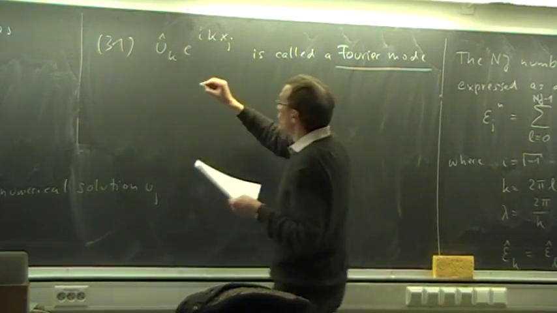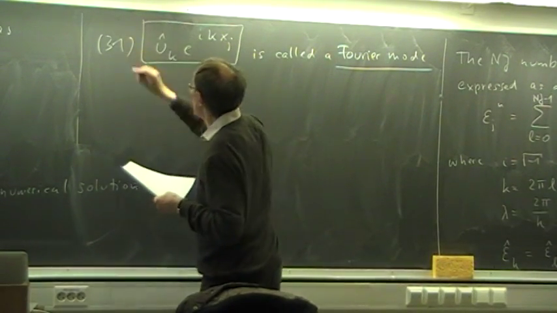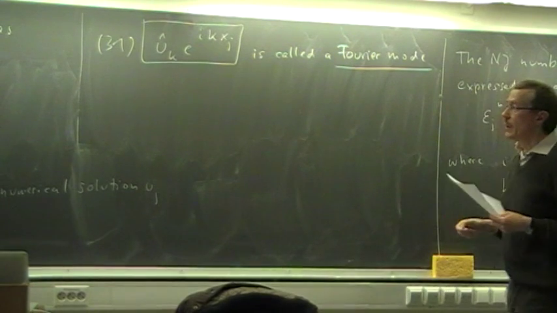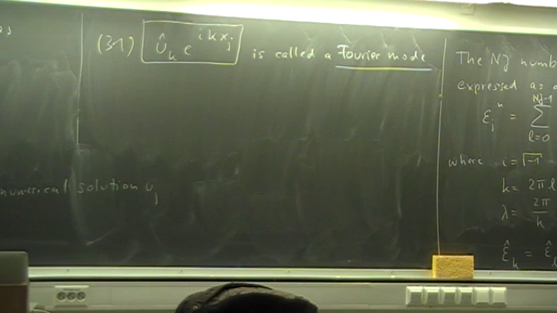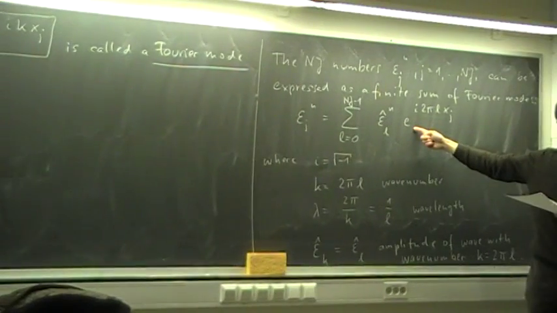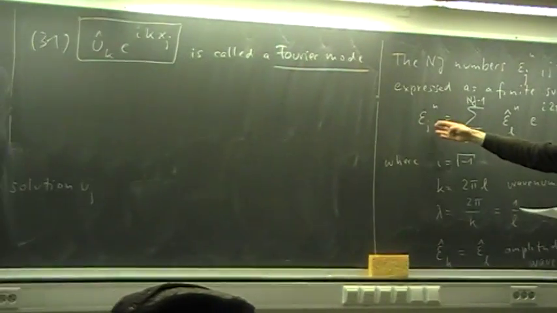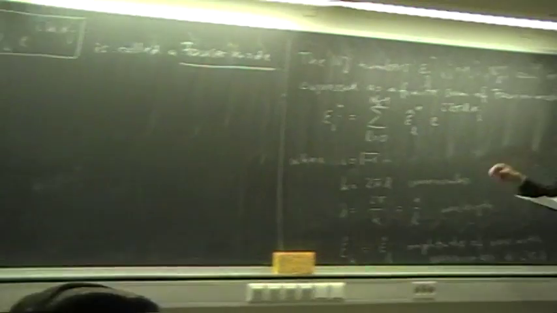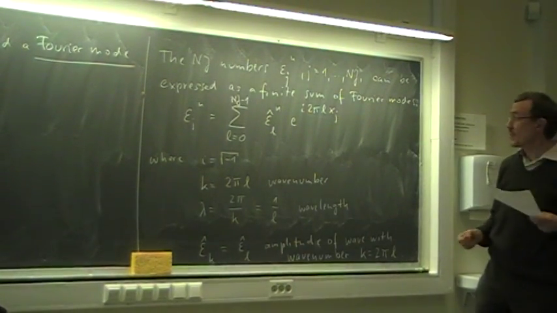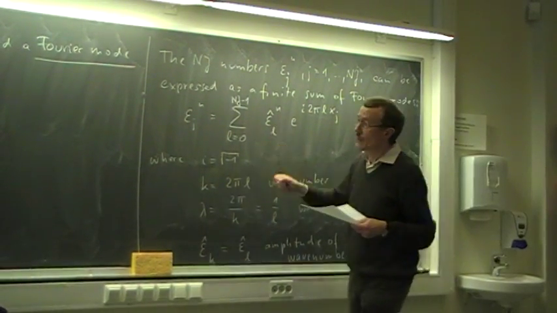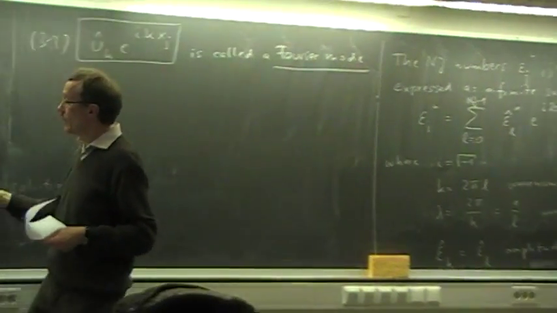So that is important. So we can express, as you see here, our numerical solution as a finite sum of Fourier modes. In the same way, we argued here, we can also express the rounding error, epsilon jn, as a finite sum of Fourier modes. The only difference is the amplitudes here. So the mode form is the same.